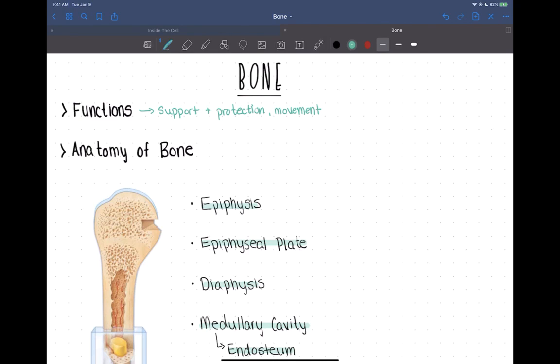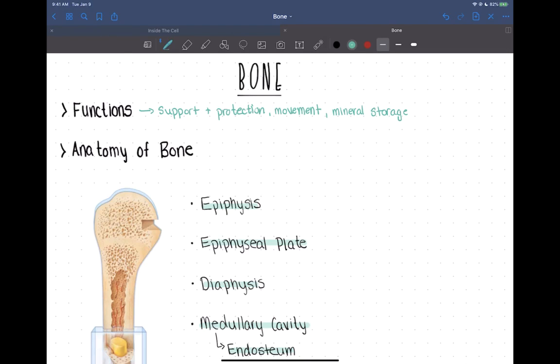Bones are also a really important source of mineral storage, especially calcium and phosphate. So minerals are stored in the bones, and we'll talk about the hormones that regulate blood calcium, so that calcium that's stored in the bones.